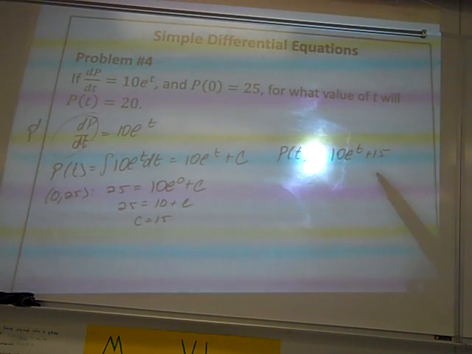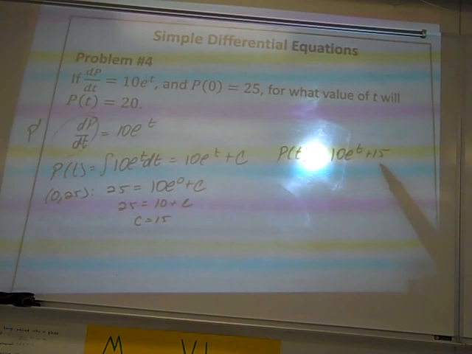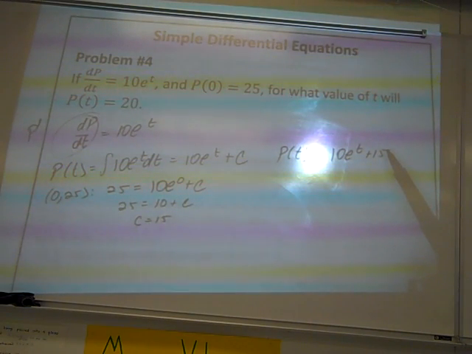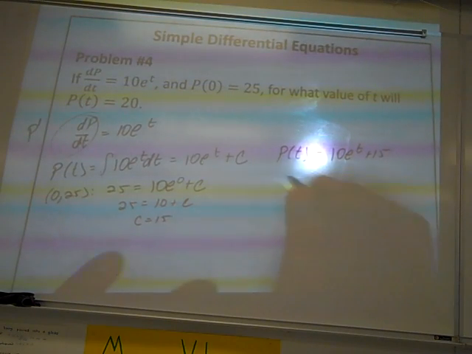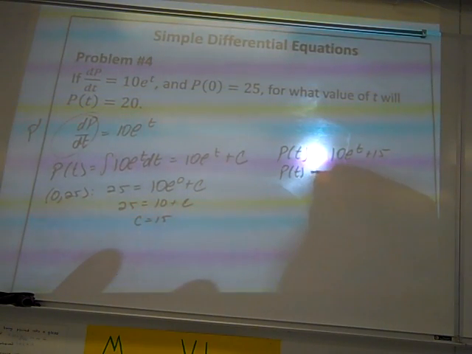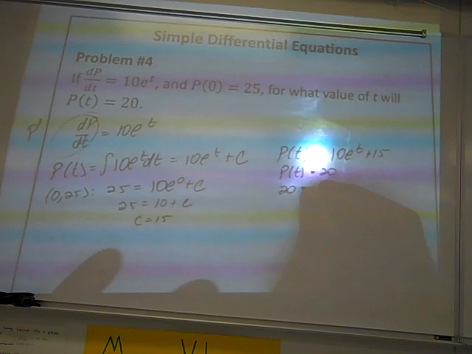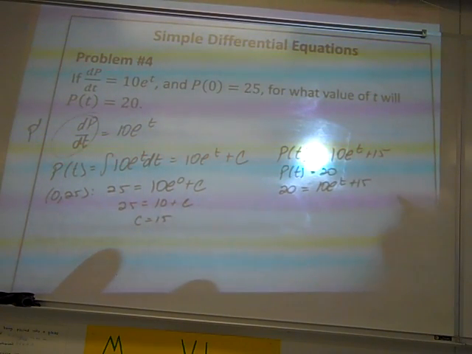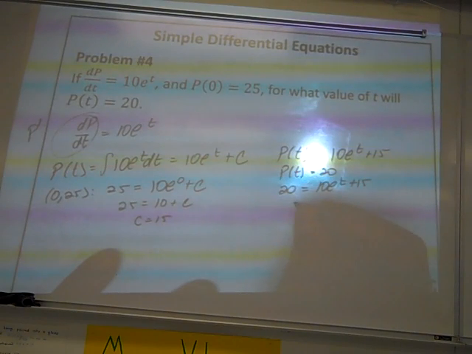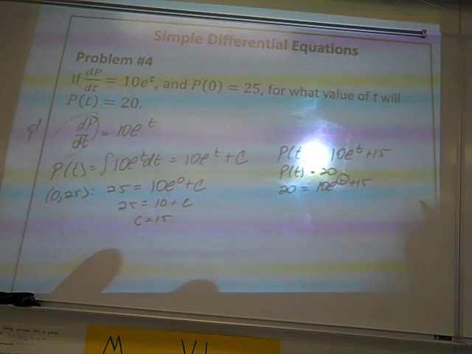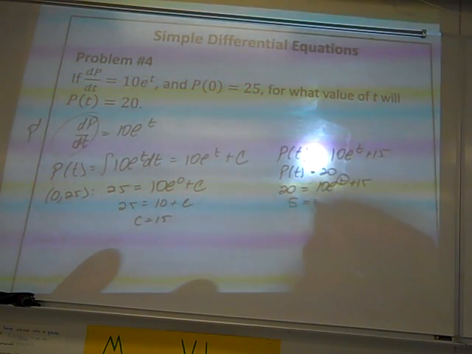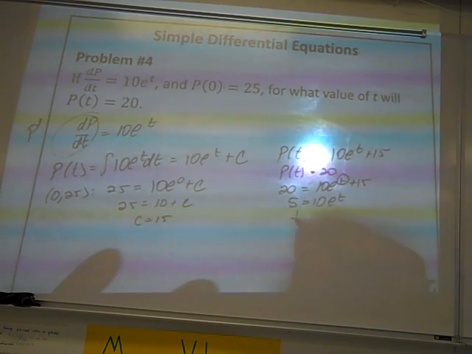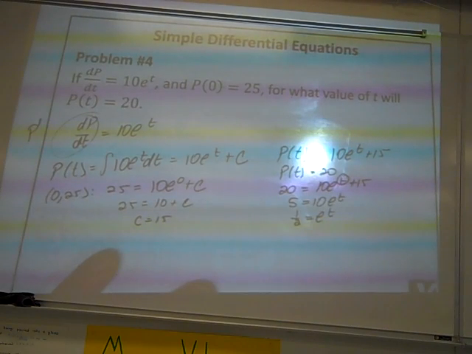Great, that is a particular solution. We figured out our constant of integration. The question is, for what value of t will p of t equal 20? So if p of t is equal to 20, then that means I can write the equation 20 equals 10 e to the t plus 15. We're going to subtract 15 from both sides because our goal is to solve it for t. We get 5 equals 10 e to the t. We'll divide both sides by 10 to get 1/2 equals e to the t.